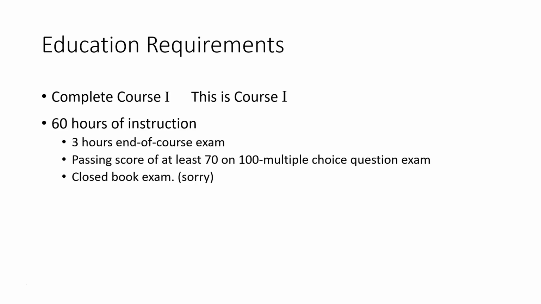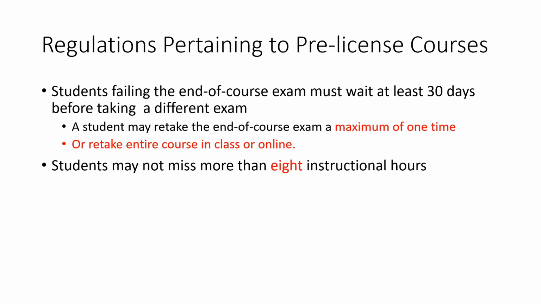This is course 1, which is a sales associate course, so you have to complete this course, and it's 60 hours of instruction plus a 3-hour end of course exam and a passing score of at least 70 on the 100-question multiple choice exam, and it's closed book. So, regulations pertaining to pre-licensing courses. Students failing the end of course exam must wait at least 30 days before taking a different exam, and the student may retake the end of course exam a maximum of 1 time, or retake the entire course in class or online. And you may also not miss more than 8 hours of instructional hours, otherwise you will not be allowed to take the final course exam.